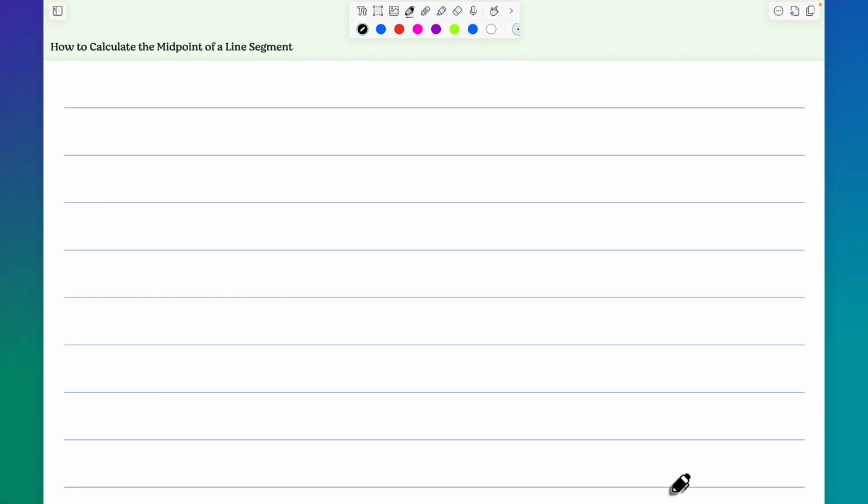In this video, we're going to talk about how to calculate the midpoint of a line segment. Given a Cartesian plane, which we're going to draw, we have the y-axis and our x-axis, and you're given two points, this first point and then that second point.